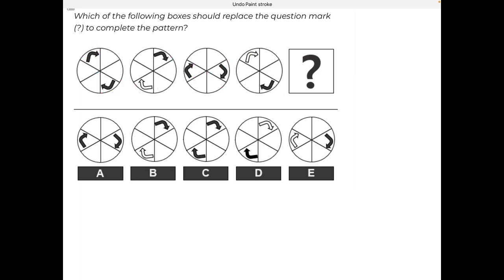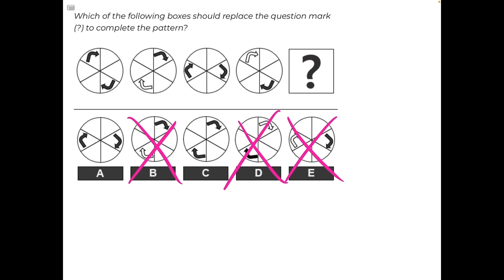this matrix. So that means that our next element, the missing element, should have 2 black arrows since the previous one had 1 white and 1 black. This means that we can eliminate any answer choices that don't have 2 black arrows, meaning answer choice B, D, and E. The next pattern has to do with the placement of the arrows.